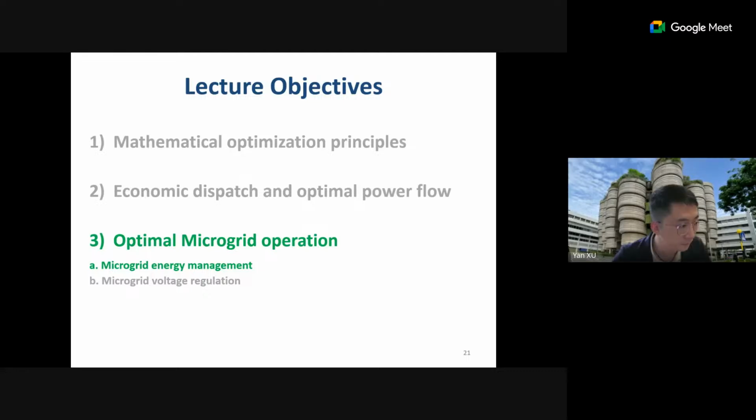All right. Hello again. Let's go back to the third part, the optimal operation of the microgrid. I will focus on two subtopics. One is the energy management of the microgrid with an energy storage system. And secondly is the voltage regulation of the microgrid. Both of them are actually formulated as optimization models.